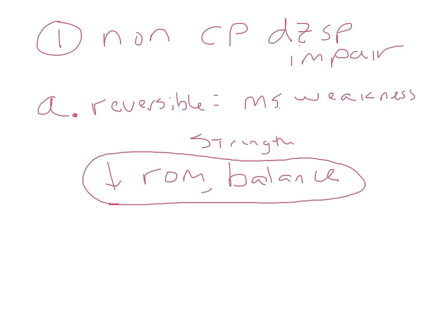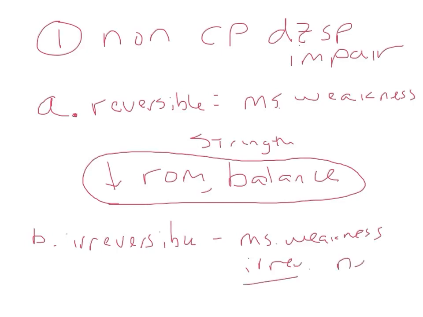Now, causes of irreversible non-cardiopulmonary disease-specific impairments. Well, I'm going to say muscle weakness that is irreversible, such as that related to neurological impairments. So ALS, for example, presents a neurologically based muscle weakness that is irreversible.